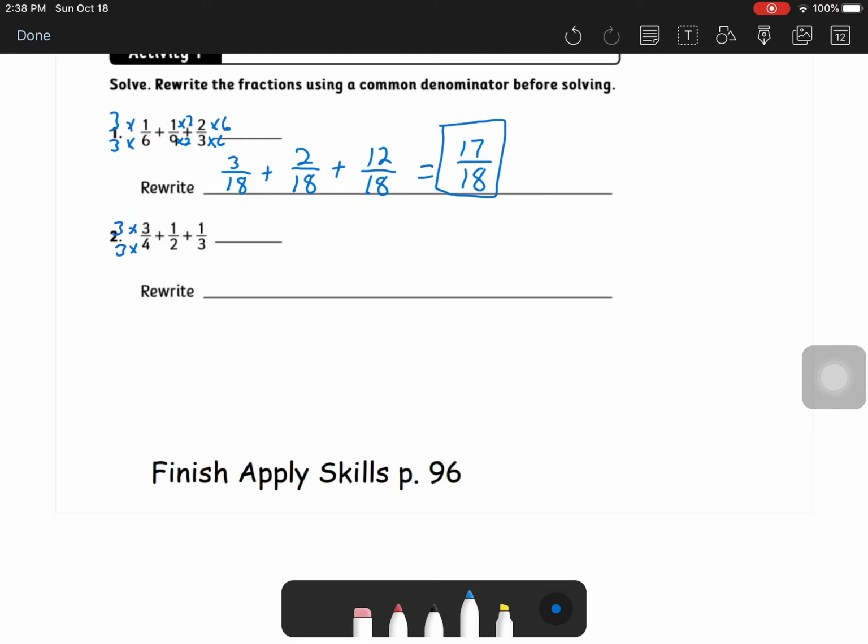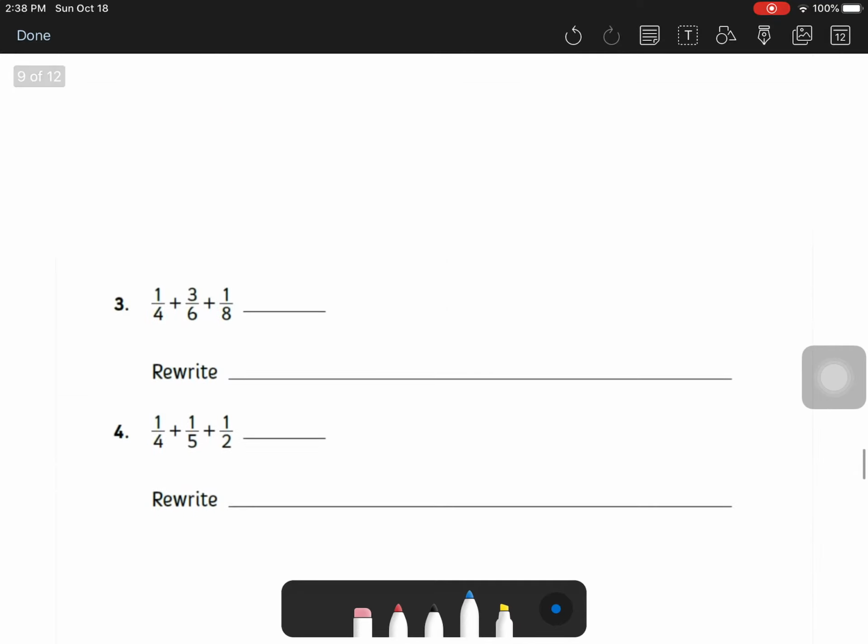So if I go times 3 on this one, I get 9/12. If I go times 6, I get 6/12. And if I go times 4/4 here, I'm going to get 4/12. And when I add those up, 15 plus 4, I get 19/12 there. Okay.